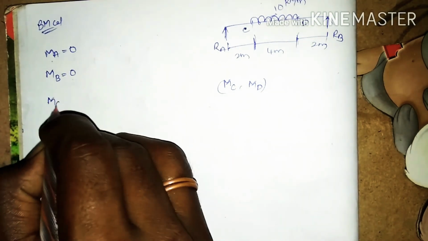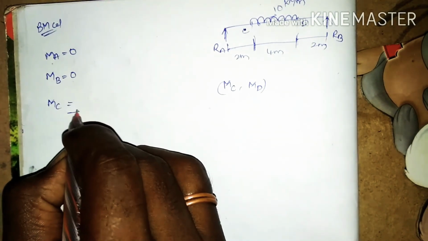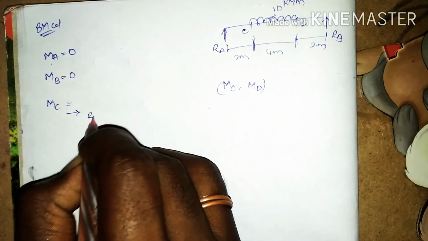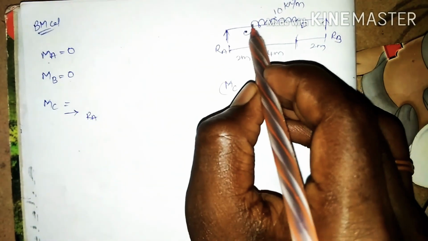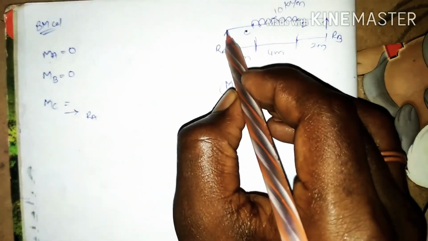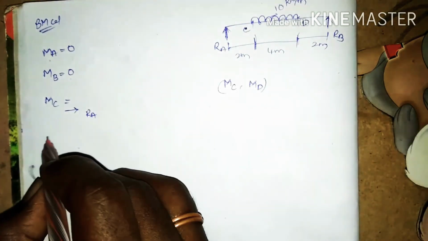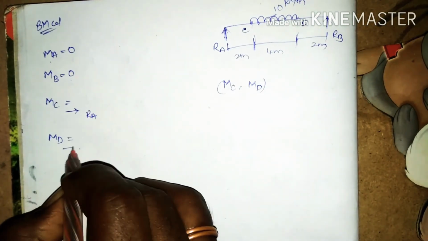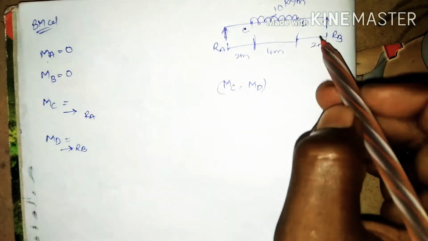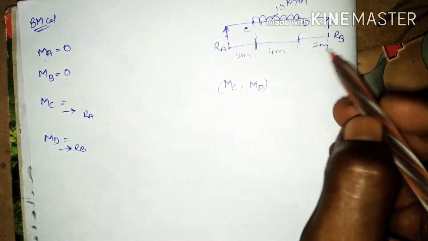Here, I am going to find the moment about C from RA, because it is nearer to RA, and the moment about D from RB, because it is nearer to the RB reaction.